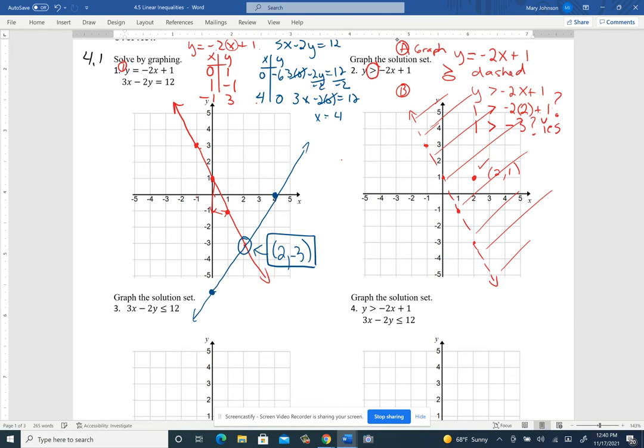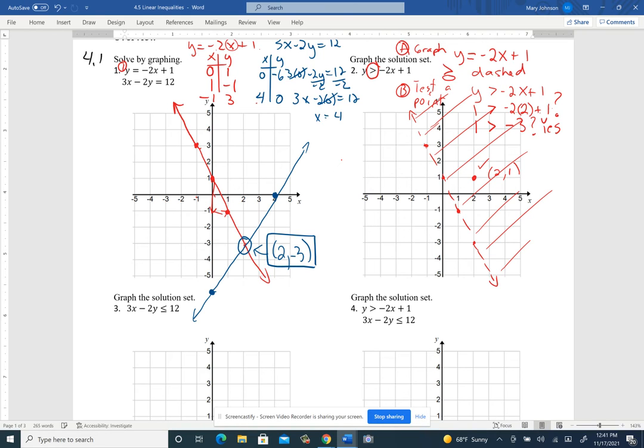So the dashed line is like an open circle, and then you're just shading the appropriate side. They call it using a test point. So what I did is I tested the point 2, 1 to see if it's a solution. Since it was, I shaded the side that contained it. If it weren't a solution, I would have just shaded the other side. Okay.